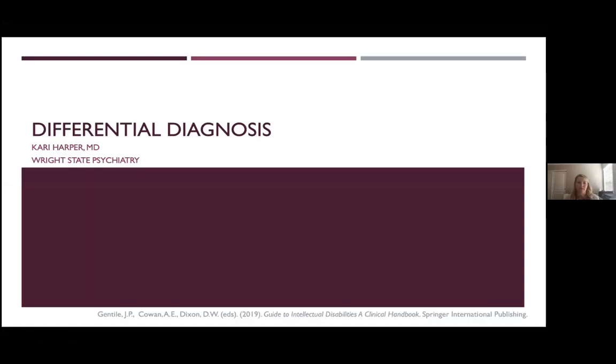Wright State University, which means I learned under Drs. Gentili and Cowan, who you all probably are familiar with from this. And you'll notice they're listed at the bottom of my screen as editors to this handbook, whereas the place I get part of my approach for today. So I wanted to cite that for you.